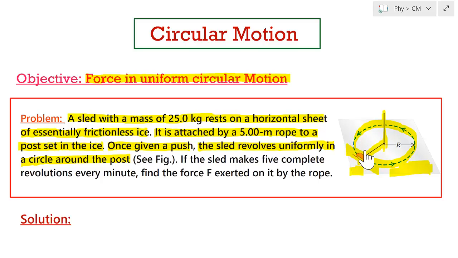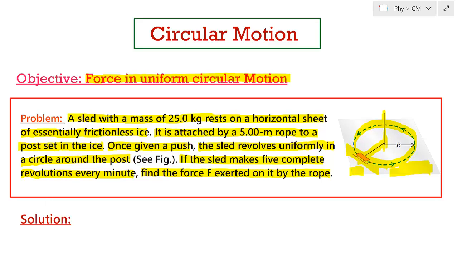This you might have experienced. If you have something like this and you give a force, it starts moving in a circle, and this is uniform circular motion. So we can apply the theory of uniform circular motion. Now the sled makes 5 complete revolutions every minute. So in 60 seconds, it makes 5 revolutions. We have to find the force F exerted on it by the rope, that is, the amount of force applied by the rope onto this sled.